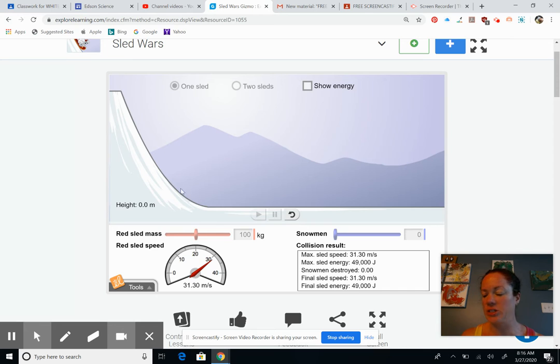So there's a change in speed. As it accelerates, there's also a change in direction when it comes right here at the bottom of the slope. Or there's a change in time also. So click reset at this time.